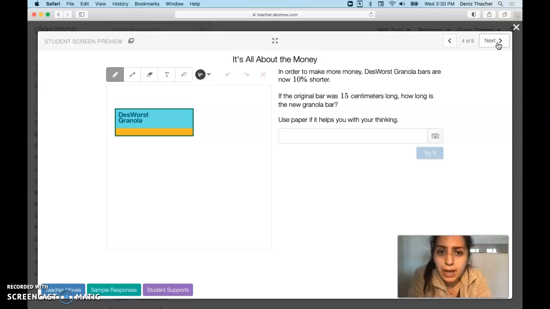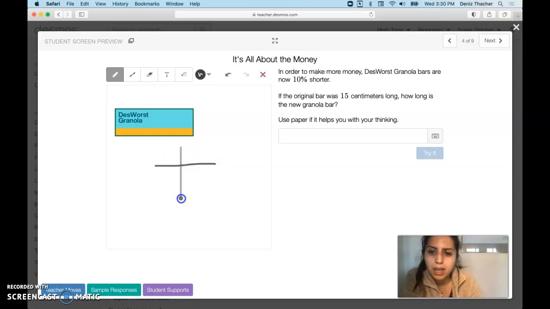Now, it's all about the money. In order to make more money, Des worst granola bars are now 10% shorter. So now we have a percent decrease. So again, if the original bar was 15 centimeters long, how long is the new granola bar? Again, many ways to think about this, but I'm going to use the same t-table. Again, on the left, I have old. On the right, I have new.